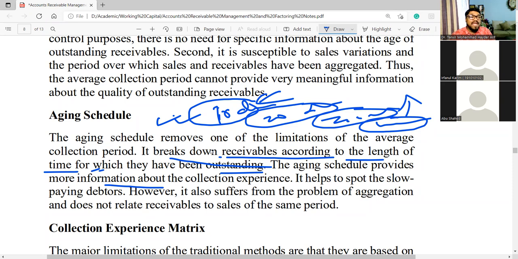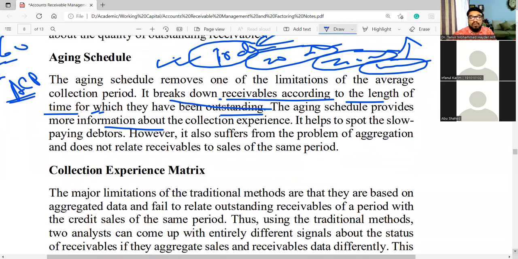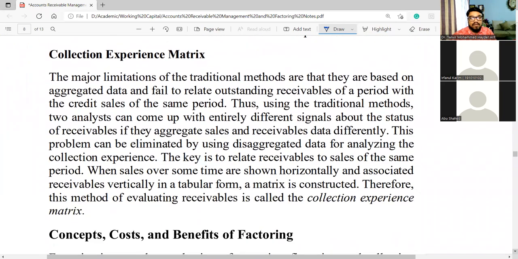And if you just calculate the average collection period, average means all together, you know that, yes, average 60 days. But that is not enough to focus on exactly what requires special attention to collect. But still, we need more tools and techniques regarding our receivables management. Another method is called collection experience metrics.